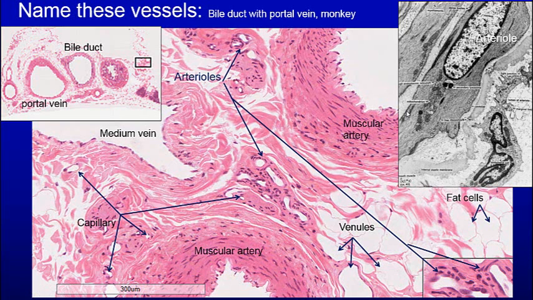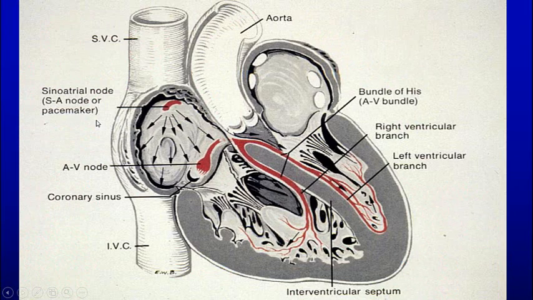Now, can you name these vessels? Multiple layers of smooth muscle, venous wall, scalloped surface, internal elastic lamina distinct. That would be a muscular artery. And these arterioles, one to three layers of smooth muscle around the endothelial cells. These are arterioles. Venules, large lumen, thin wall, smooth surface, venules, and then these are capillaries. The smallest ones are the capillaries, as you see right in through there. And here's a portal vein and the bile duct.